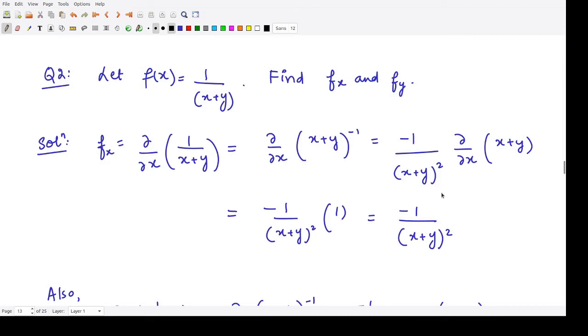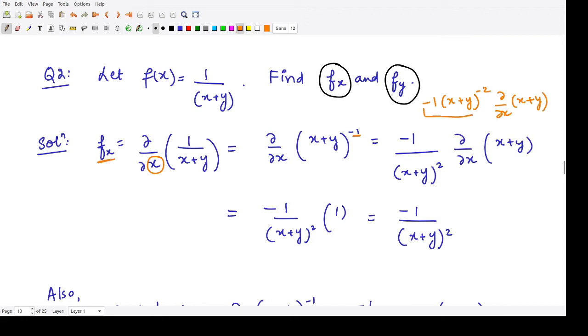We have f of x is equal to 1 divided by x plus y, and they are asking to calculate the partial derivative of f with respect to x and the partial derivative of f with respect to y. So for that, firstly we will calculate the partial derivative with respect to x of this function. Now how do you calculate the derivative of some power? This is nothing but x plus y raised to power minus 1. So firstly we will take the derivative of the power, that is minus 1 into x plus y raised to power minus 2, and then the partial derivative of x plus y.